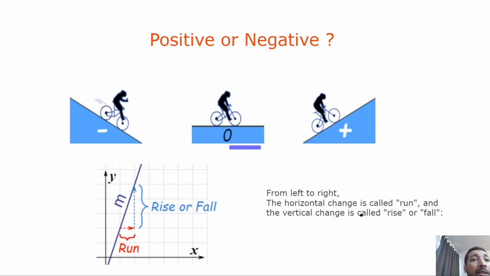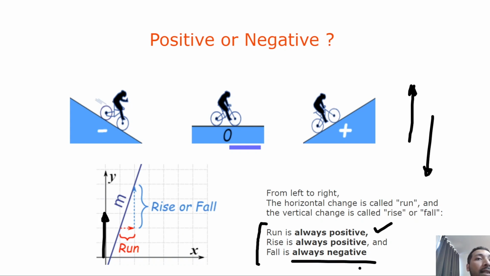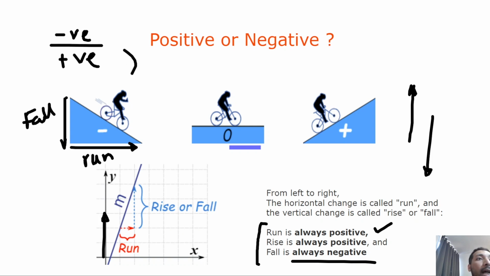From left to the right, the horizontal change is called this run, and the vertical change is called the rise. Now, here is an important note. As you go from left to the right, run is always positive, and rise is always positive, but fall is always negative. Remember, as you are going from left to the right, if you are going up, this is an increment of the y value, so y is positive. But if you are going down, this is a decrement of the y value, so the fall is negative. So for this one, as we are going from left to the right, this is a fall. So this fall over run. Since fall is negative, we divide a negative value by a positive value, so you get a negative slope.